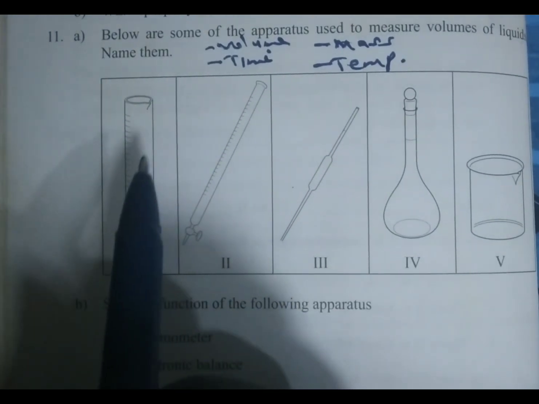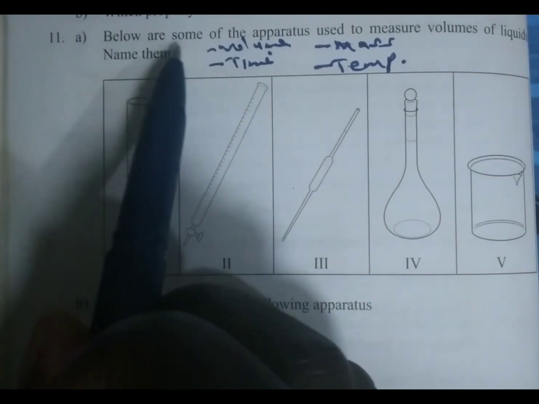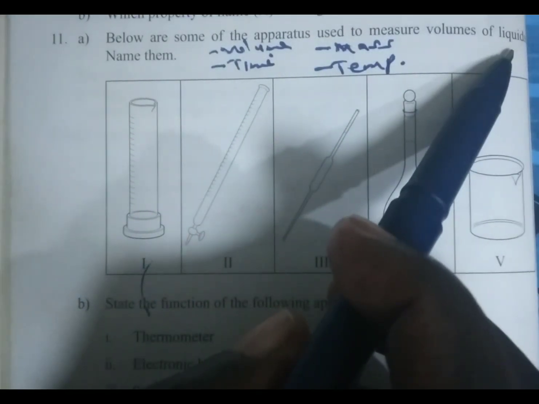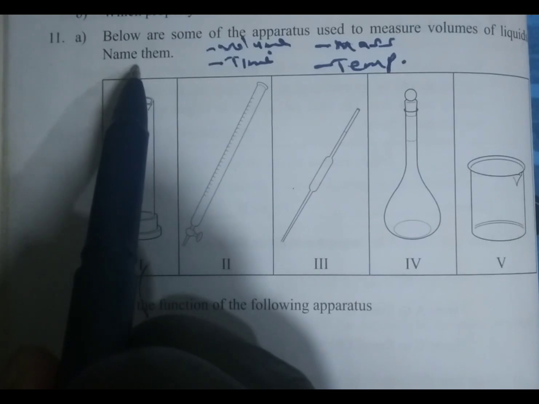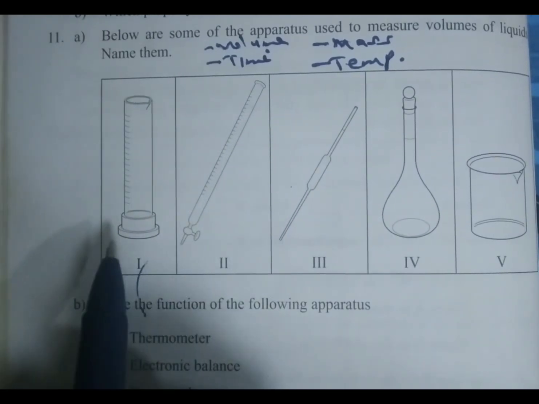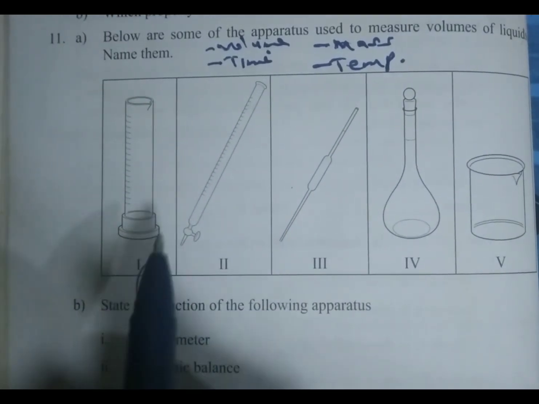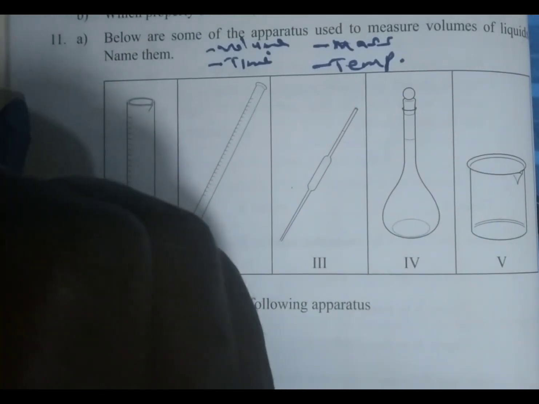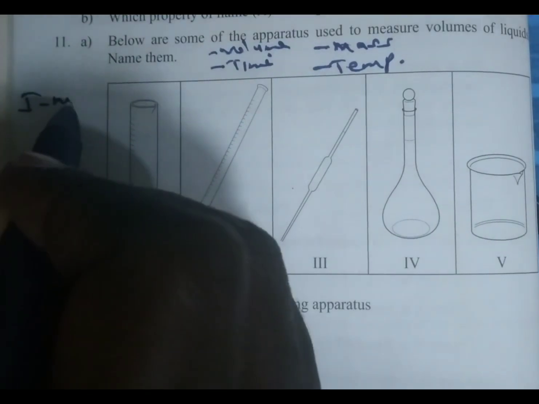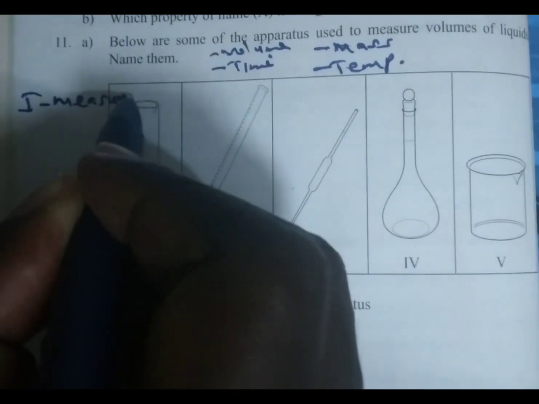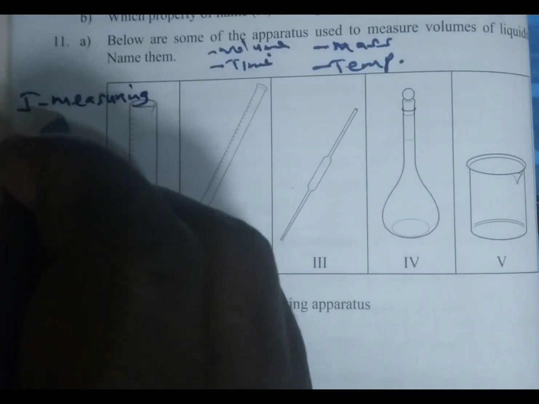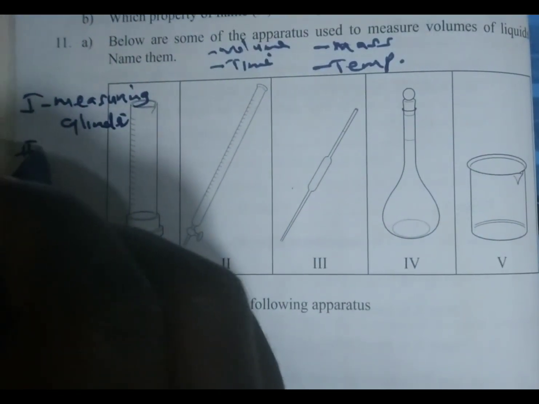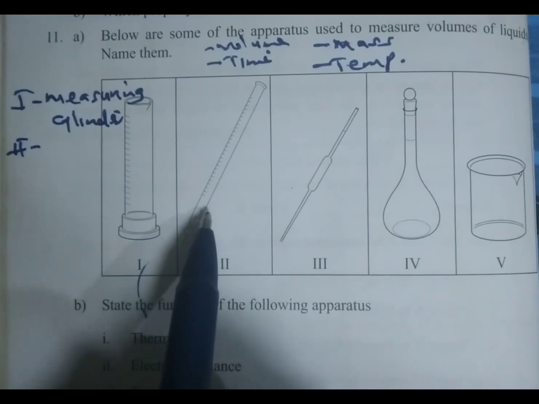So we go through the given question. Below are some of the apparatus used to measure the volumes of liquids. You are required to name them. We have the first one here, which is the measuring cylinder. So the first one is the measuring cylinder. The second one is the burette.